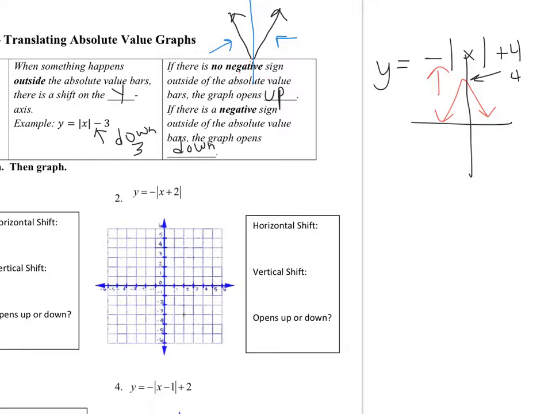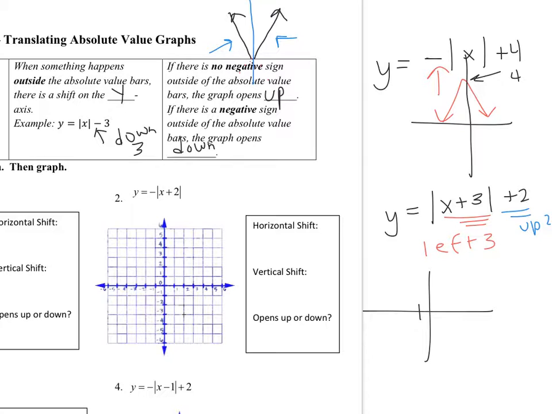Here's another example. If you have y equals the absolute value of x plus 3, plus 2, what's going on inside means this is going to be going left 3. The constant outside means it's going up 2. So if you graph an absolute value function, you're going to go left 3, up 2, and make a dot. And it's going to open up. And the number in front is the slope, which is 1. So you're going to go up 1, right 1, up 1, left 1.